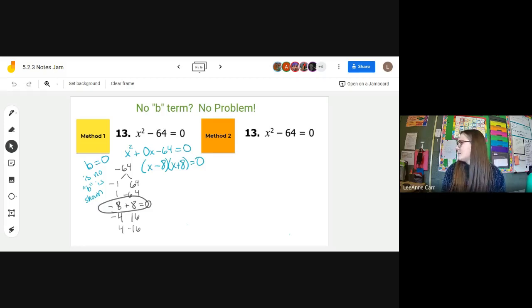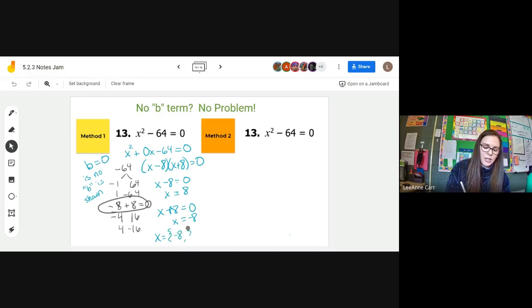Am I done? No, absolutely not. I got to solve both of these. So now I have x minus 8 equals 0. I'm running out of room, so I'm going to write the other one down below. X plus 8 equals 0. When I solve those two one-step equations, for that first one, I'm going to get x equals +8. For the second one, I'm going to get x equals -8. And boom, I list my final answers in my squiggly brackets.